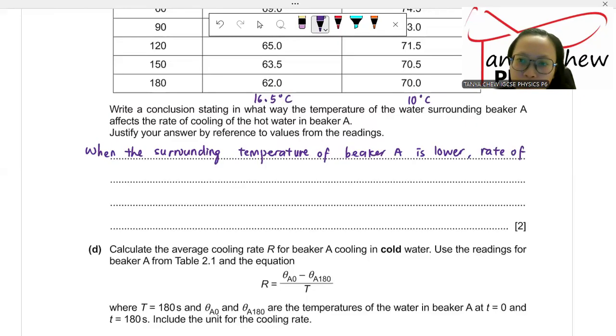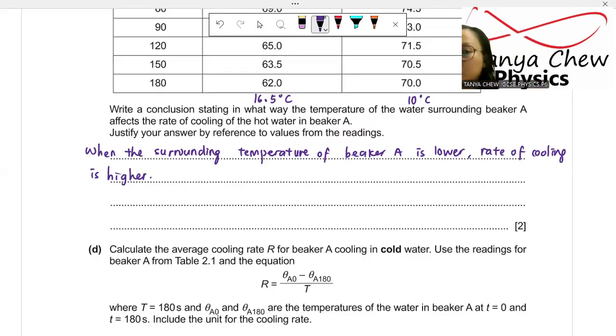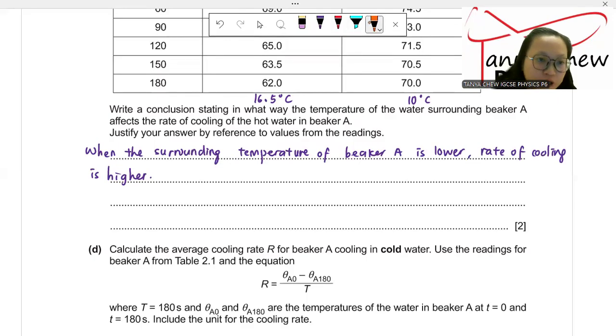Rate of cooling is higher because the temperature decreased by 16.5 degrees Celsius. So I'll say it's higher. So that is my statement. That is my conclusion. So I have to do some justification. So this is my justification.